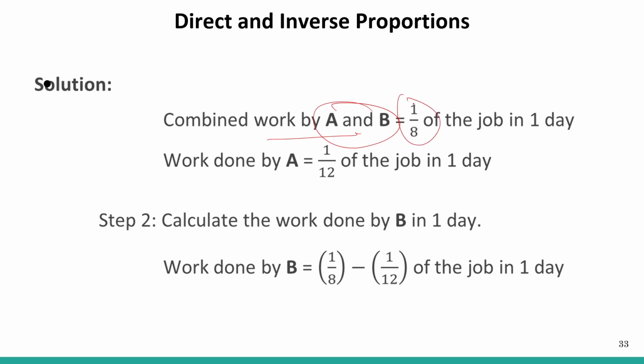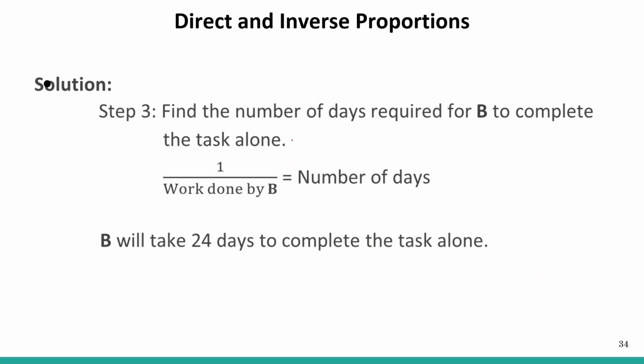So combined work done by A and B is equal to 1 by 8 of the job in 1 day, right? So work done by A is equal to 1 by 12th of the job in 1 day. So calculating the work done by B in 1 day, work done by B is equal to 1 by 8 minus 1 by 12, that is equal to 1 by 24 of the job in 1 day.